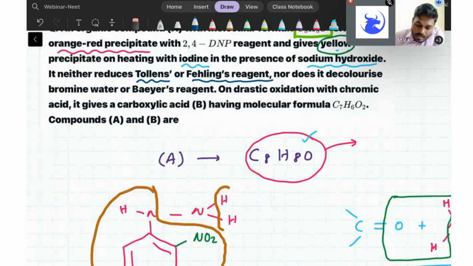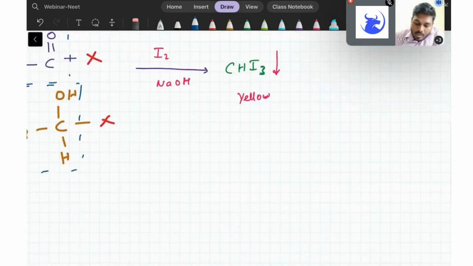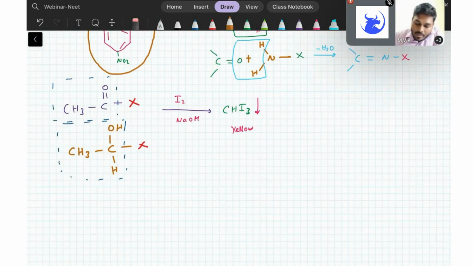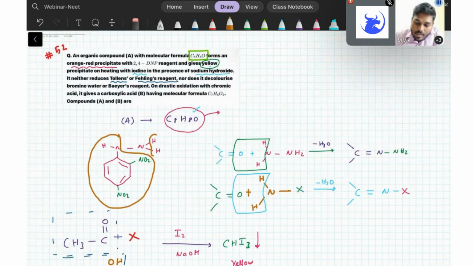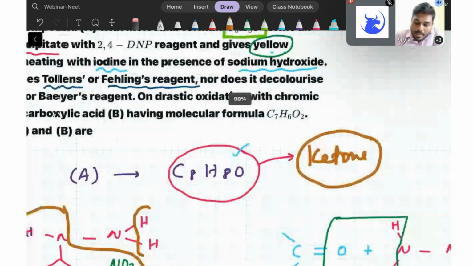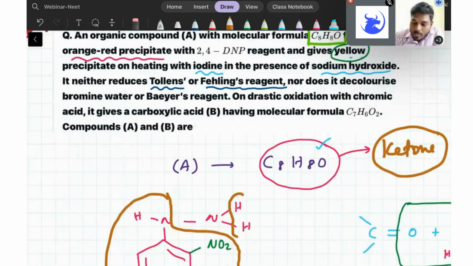So here, what can I eliminate? It is neither reducing Tollens' nor Fehling's reagent, which means what are the possible compounds? So it can be a ketone, correct? So our suspect, the compound we want to identify, is a ketone. I came to that conclusion, partially, 90%. Still I'm not very clear. Let's move on to the next line.